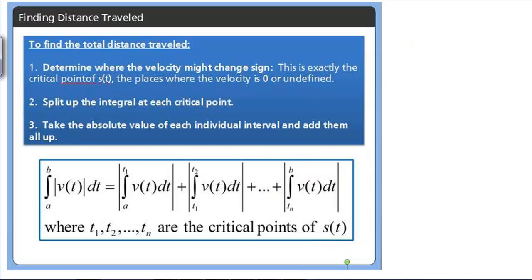So to summarize what we've done, if you want to find the total distance traveled, you're looking for the integral from a to b with the absolute value of the velocity function. You can find this by splitting up the integral every time the velocity function might change signs. Then you find each of these individual integrals. These correspond to the areas either above or below the x-axis. You take their absolute values and you add them all up. This gives you the total area, not the net area, the actual total area, which gives you the actual distance traveled.